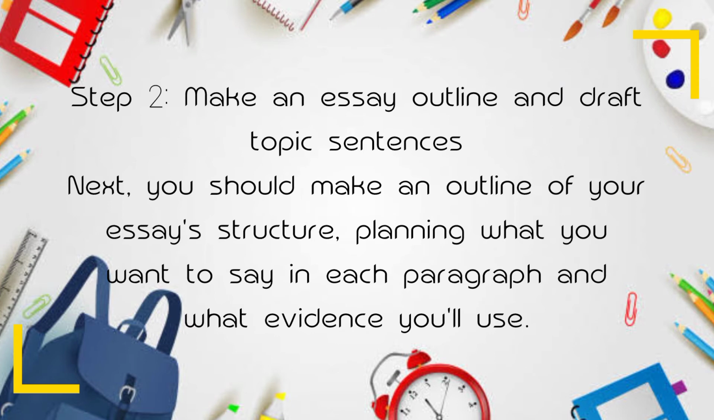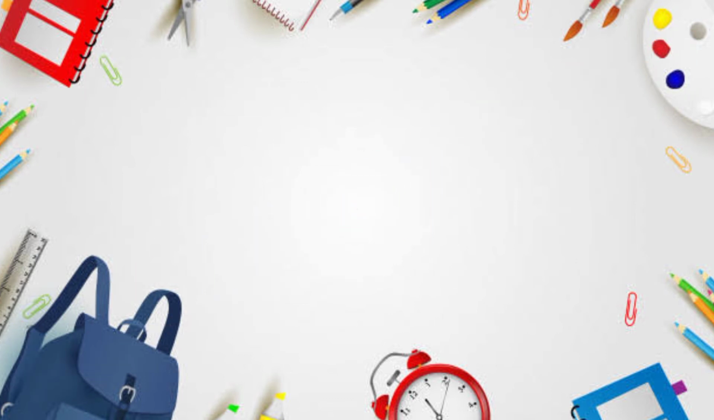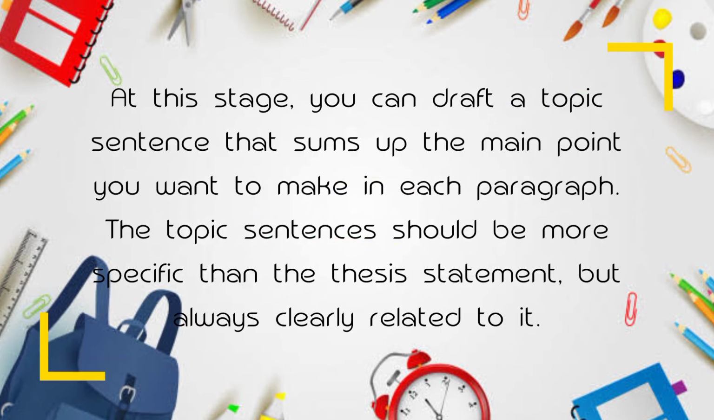Step 2. Make an essay outline and draft topic sentences. Next, you should make an outline of your essay's structure, planning what you want to say in each paragraph and what evidence you'll use. At this stage, you can draft a topic sentence that sums up the main point you want to make in each paragraph. The topic sentences should be more specific than the thesis statement, but always clearly related to it.